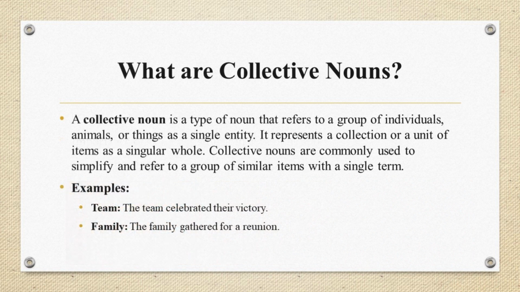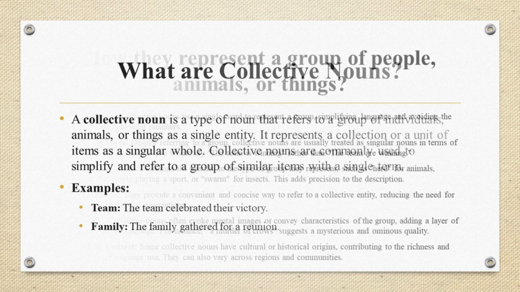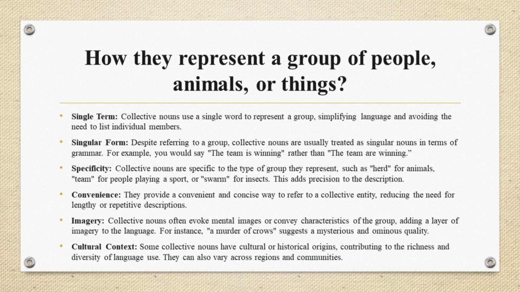First things first, what exactly are collective nouns? Simply put, they are words that represent groups of people, animals, or things. Examples include team, family, or herd. But here's the catch: collective nouns can be singular or plural, depending on the context.